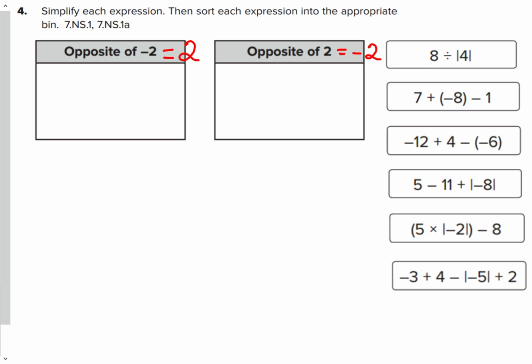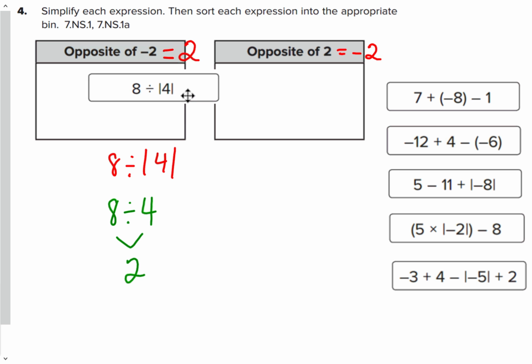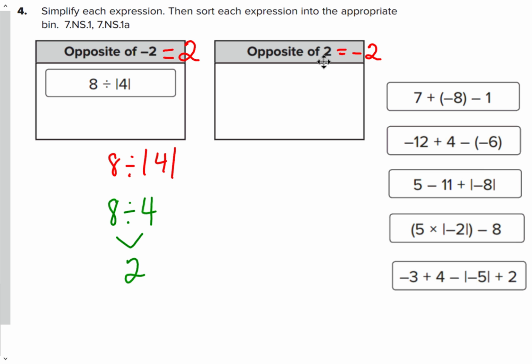So here, the first one is 8 divided by the absolute value of 4. Okay, we're going to evaluate the absolute value first. So I'm going to write down the rest of the problem. 4 is 4 units away from 0 to the right, so the absolute value is 4. And so 8 divided by 4 is 2. So this solution goes into the opposite of -2. So that's why I said you had to be careful, because we couldn't put it in this category. So next problem.